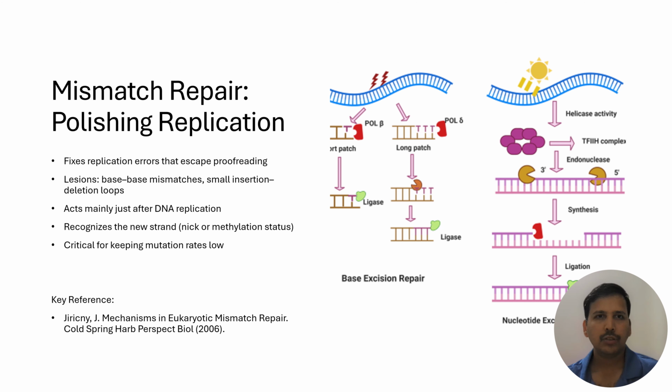The key challenge is to distinguish the new strand, which may contain the error, from the old strand, which is assumed to be correct. In bacteria, this is done through methylation. The parental strand is methylated, the new strand is not. In eukaryotes, transient nicks in the new strand serve as signals. Once the new strand is identified, MMR cuts out a stretch containing the mismatch and resynthesizes it correctly, reducing the overall error rate another 100 to 1000-fold beyond proofreading alone.